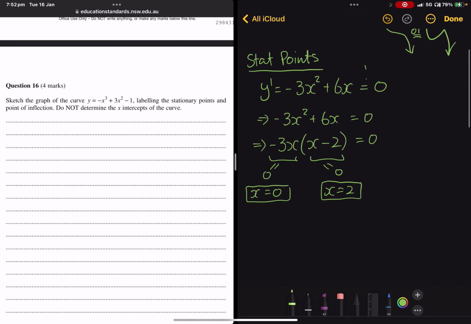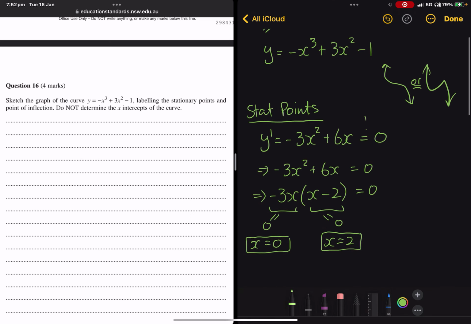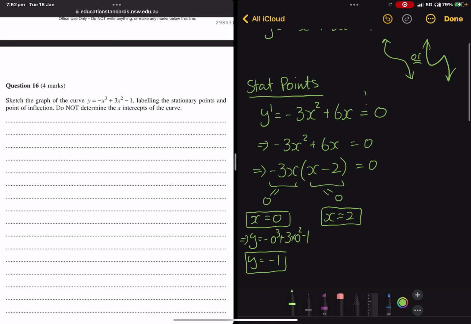Now, because we don't just need the x coordinates, we need the x coordinates and the y coordinates, we actually have to plug these back into the original cubic function to find the y values. So when x is 0, y is minus 0 cubed plus 3 times 0 squared minus 1. So this means y will be minus 1 when x is 0.